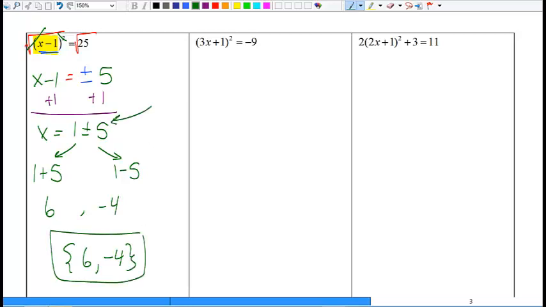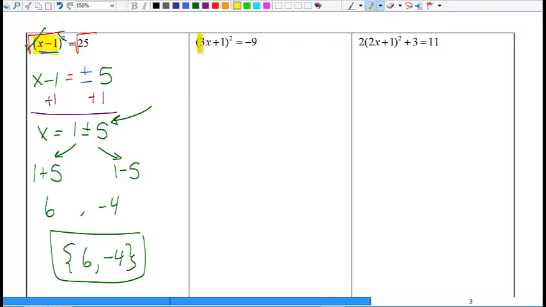We cannot leave it 1 plus or minus 5 because you know what 1 plus 5 is and you know what 1 minus 5 is. Because 25 came out to be a perfect square of 5, then you have to keep going. Now that's not going to be the case on the next two. So let's try the next one.